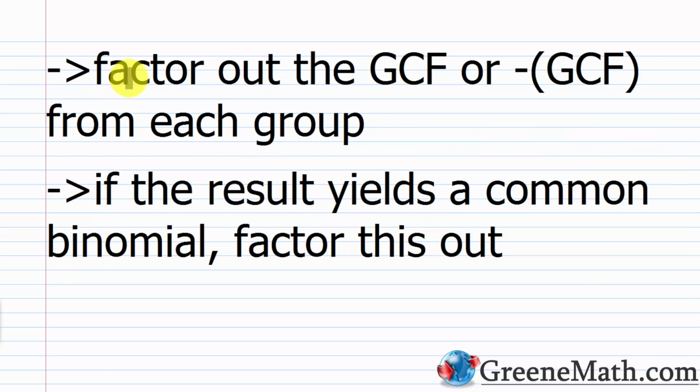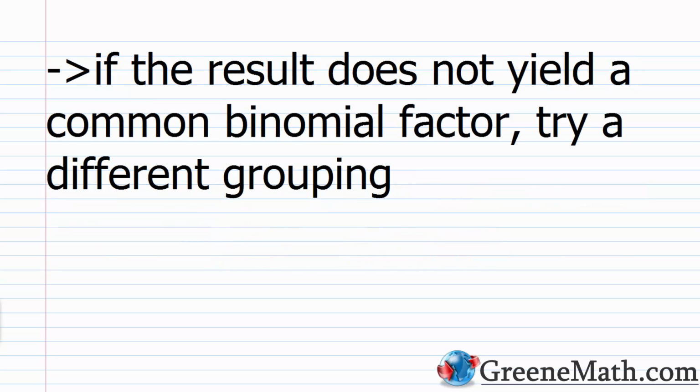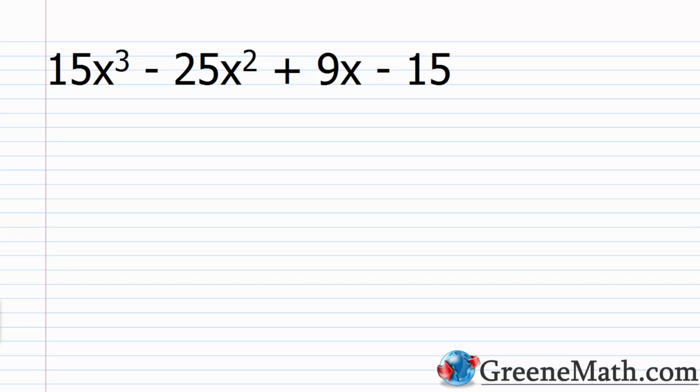Then the next thing we want to do is factor out the GCF, or in some cases, the negative of the GCF from each group. Then, if the result yields a common binomial, just like we saw in that example a minute ago, we want to factor this out. If the result does not yield a common binomial factor, you want to try a different grouping. So you might need to rearrange your terms and set it up into another 2 groups of 2 and just try again. All right, so let's take a look at the first one.